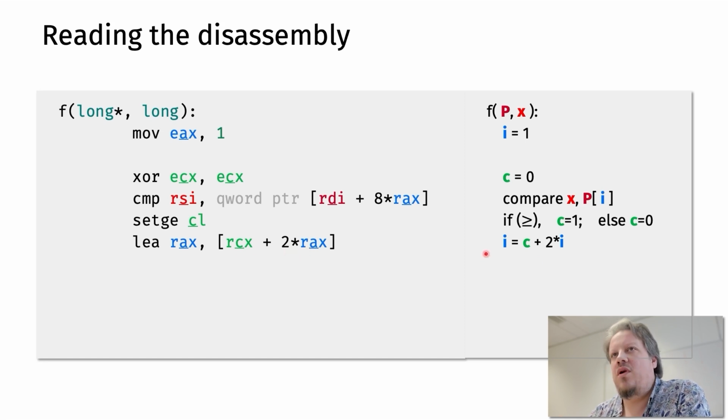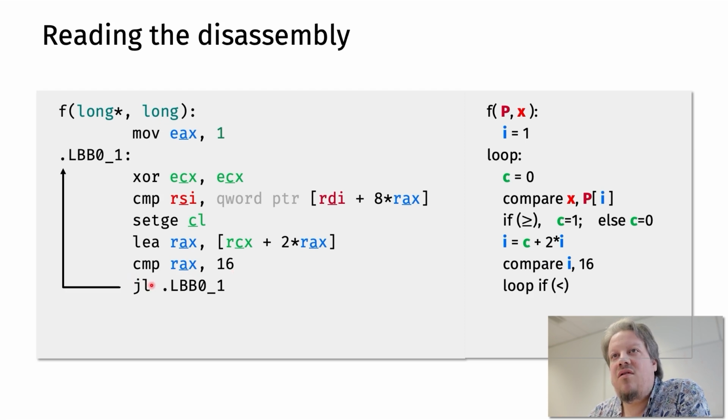And now we need to do the control for the while loop. So we compare i to 16. And then if it's less, then we're going to jump back to the top of the loop. When it's not, then we fall out, and then we subtract 16 and we return. So I think this makes a reasonable amount of sense.